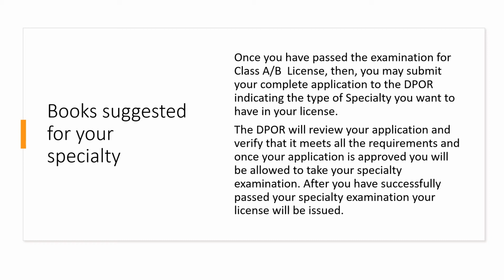Books suggested for your specialty. Once you have passed the examination for Class A or B license, then you may submit your complete application to the DPOR, indicating the type of specialty you want to have in your license. The DPOR will review your application and verify that it meets all the requirements, and once your application is approved, you will be allowed to take your specialty examination. After you have successfully passed your specialty examination, your license will be issued.